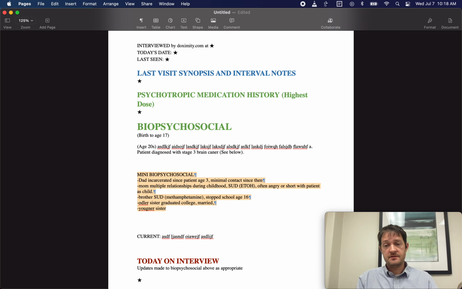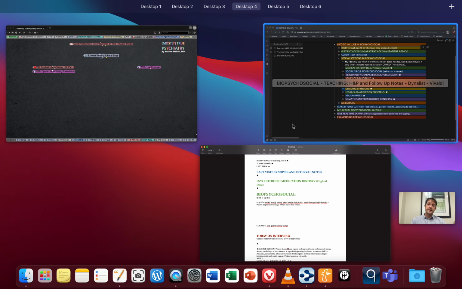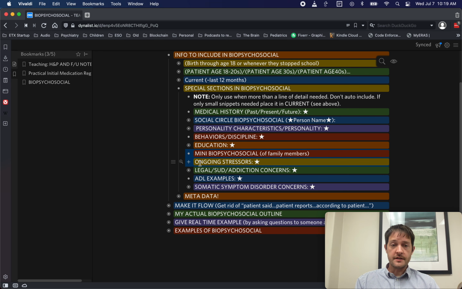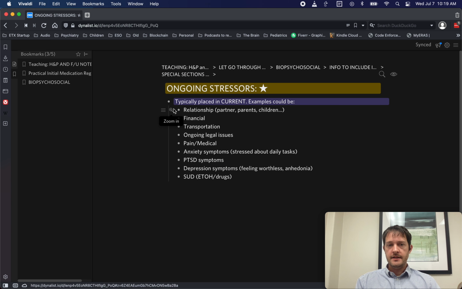Short statements, doesn't have to be full sentences, there's no reason it has to be. This is for you, and it's just to have a picture of the people going around them. But I'll often write a line or two on the person. Ongoing stressors, there can be lots of these, it's real life, right? So a lot of this stuff, if there's not a lot to say, just put it in current. It doesn't need its own section.